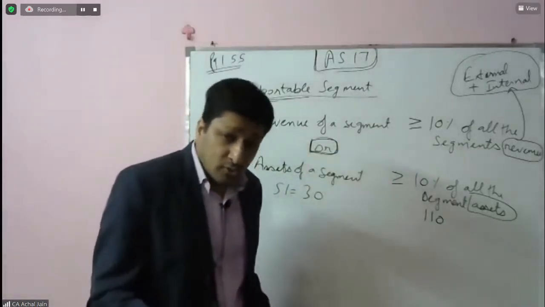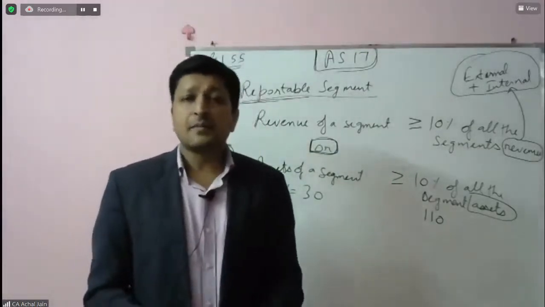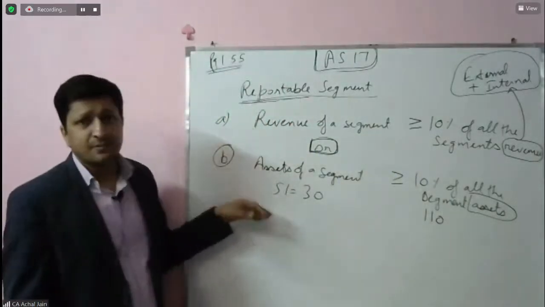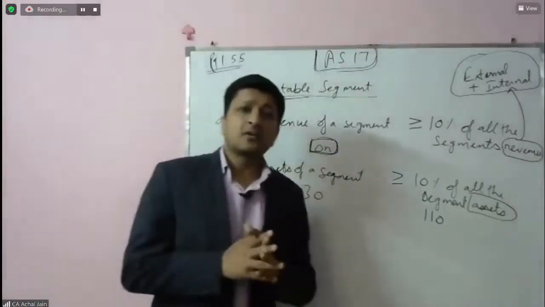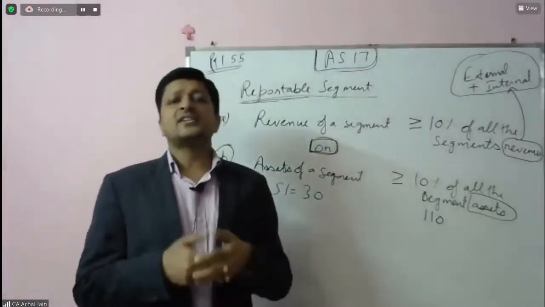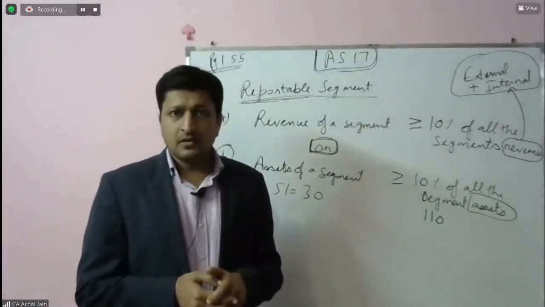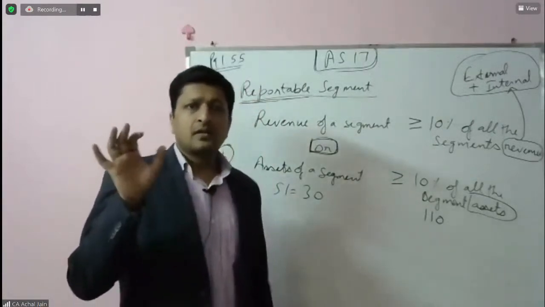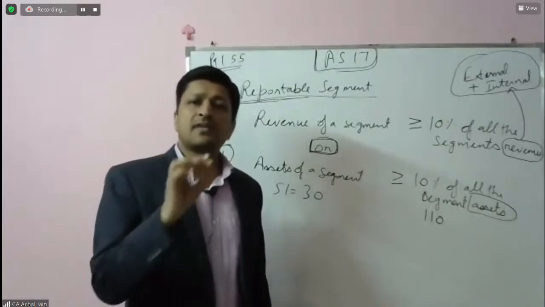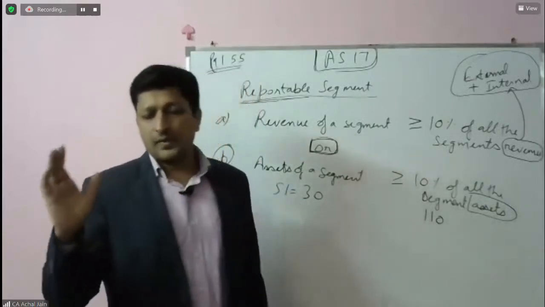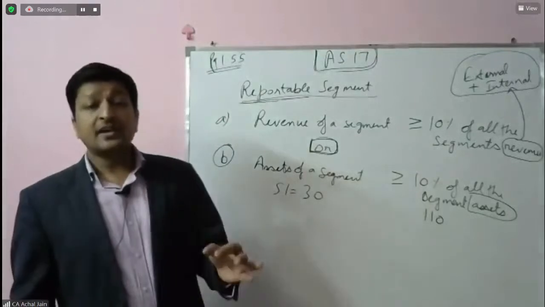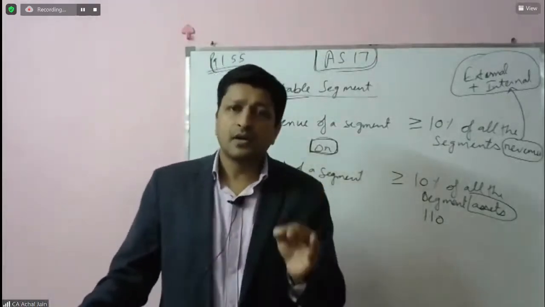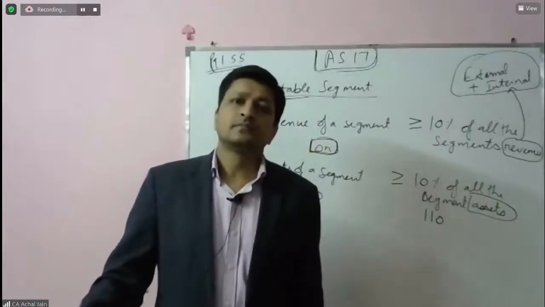Now this is also possible that a segment becomes reportable as per criteria number A as well as B. We are not required to check each and every criteria. Even if one of the criteria is met, that particular segment will become a reportable segment. I am repeating this one. Even if one of the criteria is met, a segment will become a reportable segment. Okay.